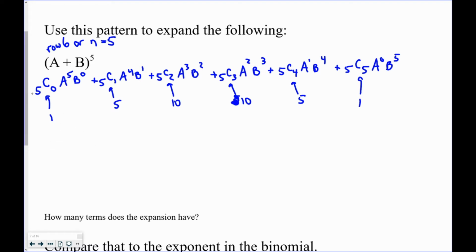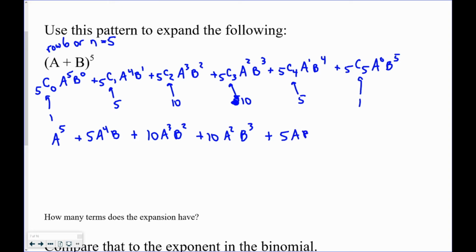So if this was on the exam, you'd have to clean it up. So this is just a to the power of 5. Right, b to the 0 is just 1. This one is going to be plus 5a^4 times b plus 10a^3b squared plus 10a squared b^3 plus 5a b to the 4. And then the last one, a to the 0 is 1. 1 times 1 is 1. So we just write b to the power of 5.